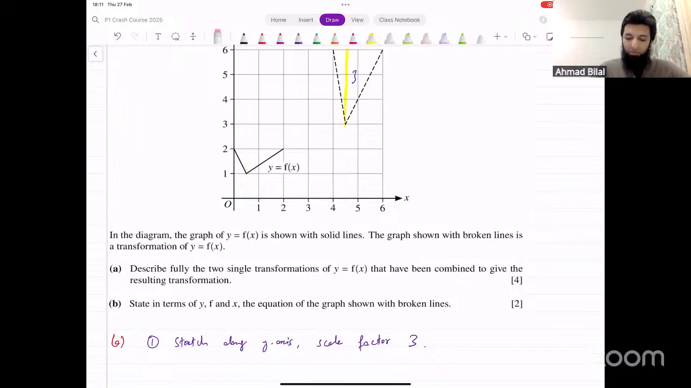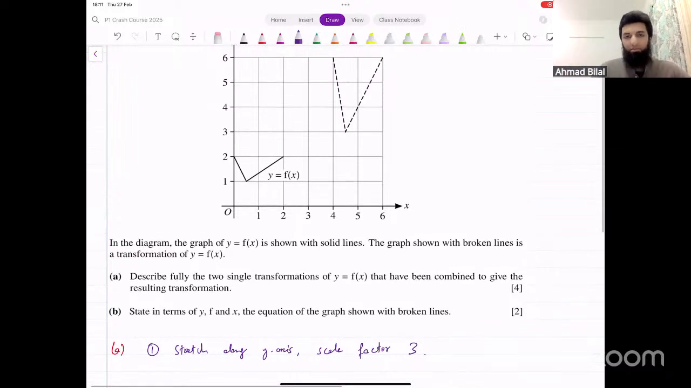Okay, now, what else? What else is happening? What other transformation is happening? Any idea? What's the other transformation?